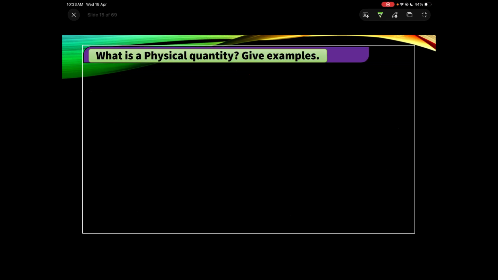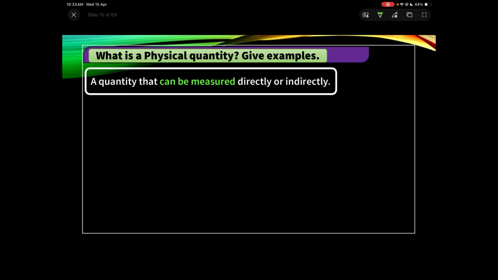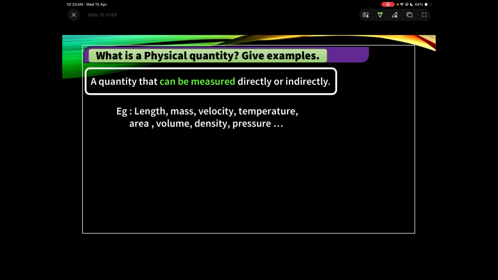Why do we call them physical quantities? Which means we can measure them directly or indirectly. Can you give some examples for that? All these: length of the room, mass of the person, velocity of the car, temperature of the body, area of the surface, volume of a cube, density of air, body pressure, blood pressure, etc., etc.